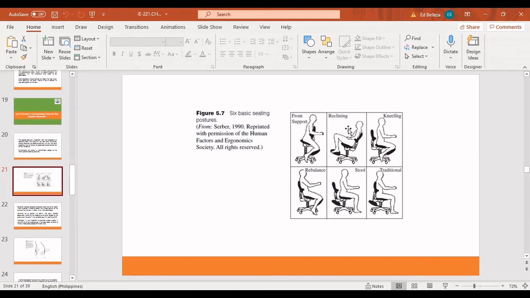And next would be the reclining. It is obvious here that the operator is reclining on the chair. The next is the kneeling posture. In this one, the operator is kneeling, like you can see on his knee. The next one is the rebalance, a seating posture where you can balance or rebalance. The next one would be the stool, like sitting on a stool. And the last one would be traditional. Traditional is the most common one, since most of us sit like this.